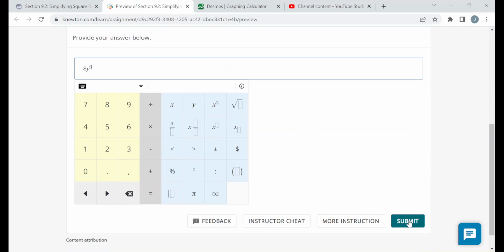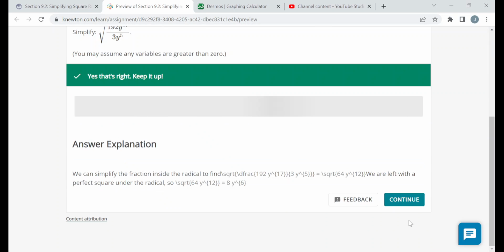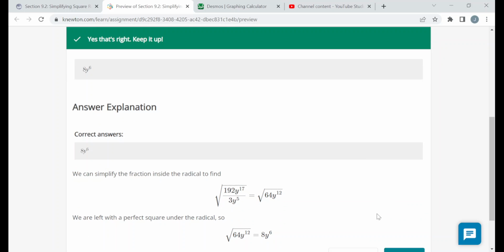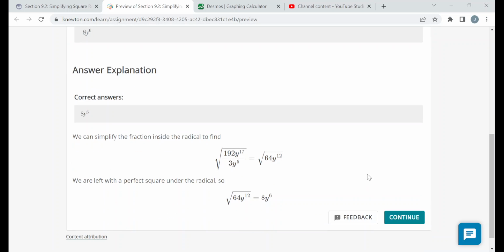And then, after you submit an answer, you'll be told if you're right or wrong, and then given some sort of answer explanation. Please read through the answer explanations just to make sure you understand why something was correct or incorrect, and hopefully you can learn from your mistakes for future questions.